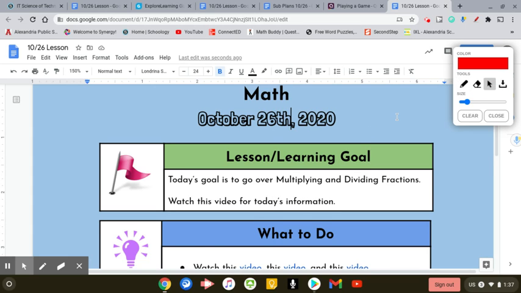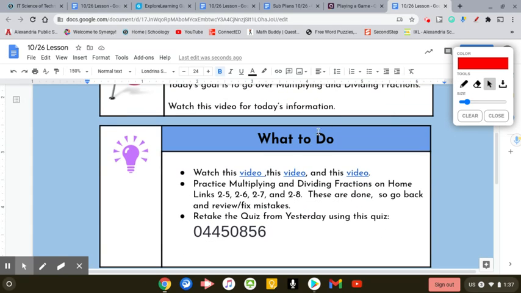But then if you scroll down and you look at the rest of the lesson, I have three videos for you. This first one is on multiplying fractions, a really nice review. And the second two go over dividing fractions. A lot of you could benefit from this one.